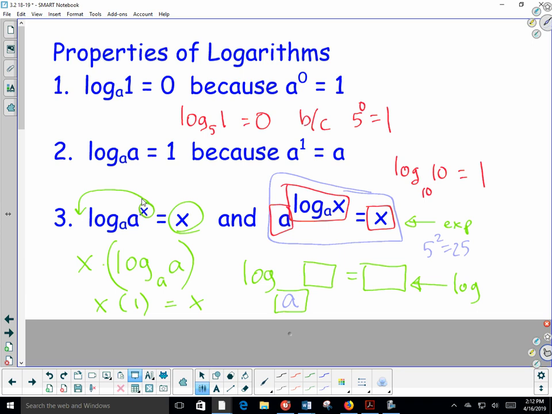So it's log to the base a of x, right? This x goes right here, correct? You with me? Equals, and this guy goes over here, right? Are we agreeing? Yes. Right?